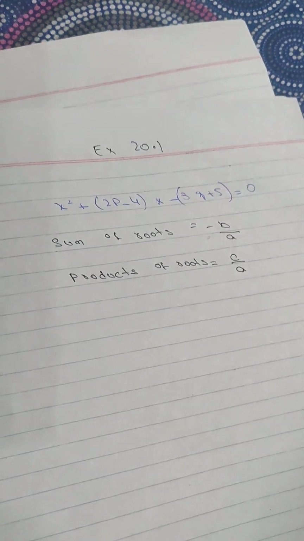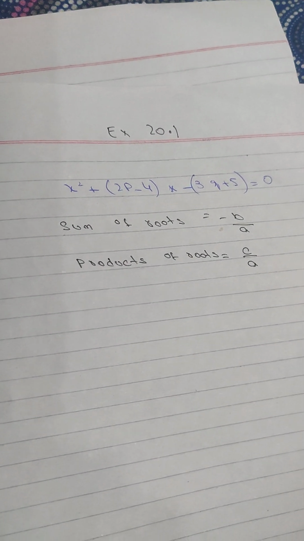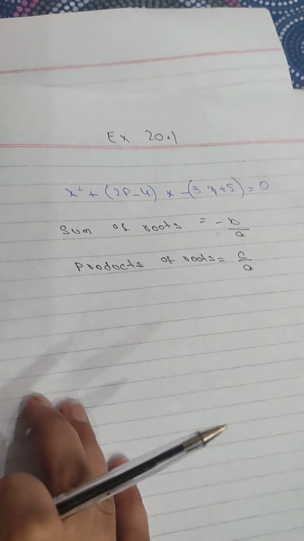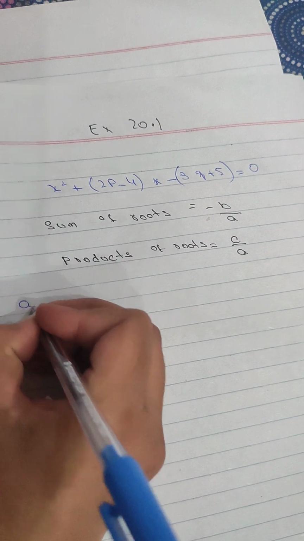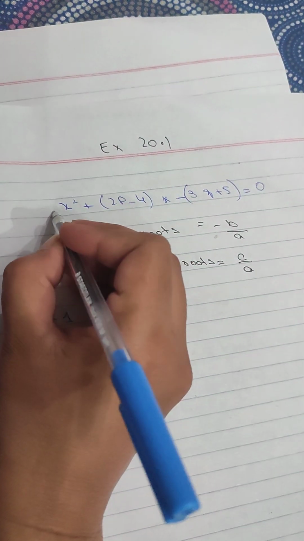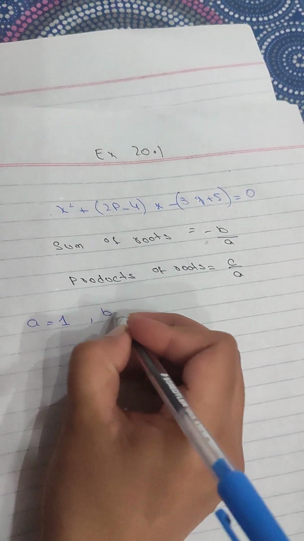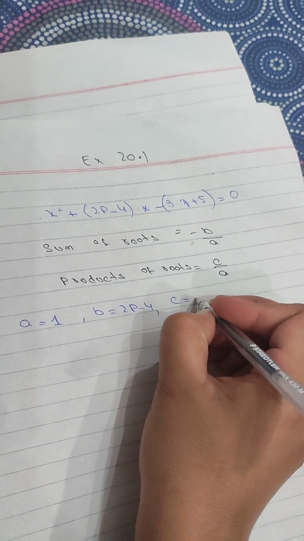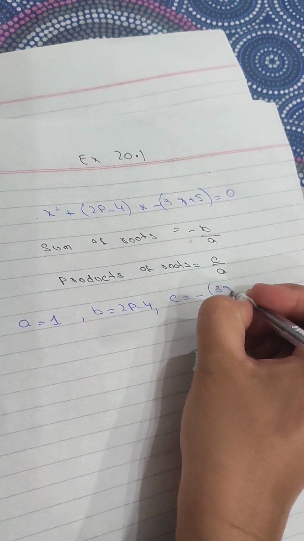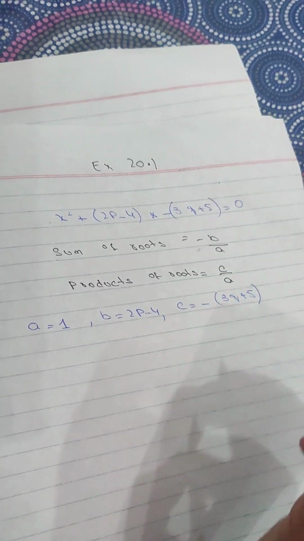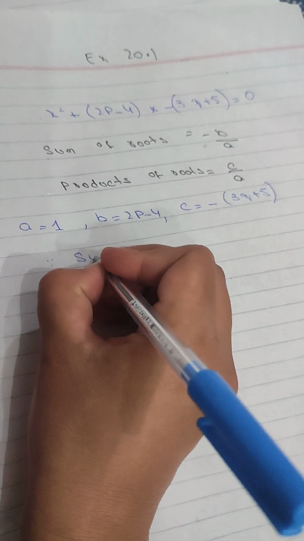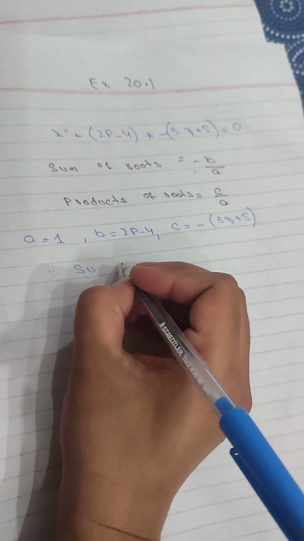First we will write a, b and c. This is the formula for sum of roots and product of roots that we are going to use in this question, where a is equal to 1, the coefficient of x square, b is 2p minus 4, and c is equal to minus 3q plus 5. So let's put it in the formula. The first formula is sum of roots, and we are going to find the value of p and q.